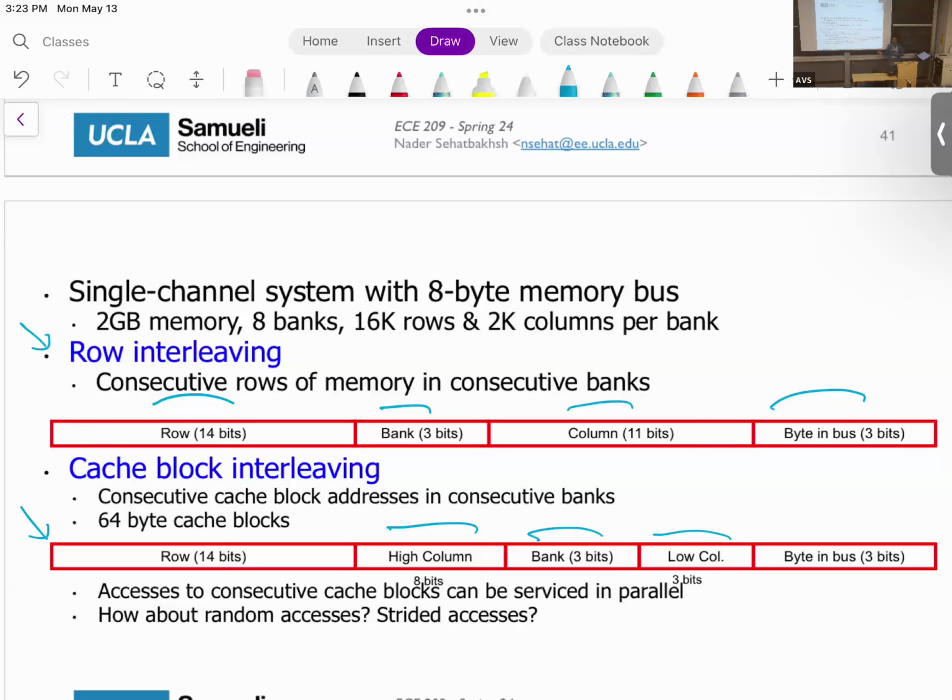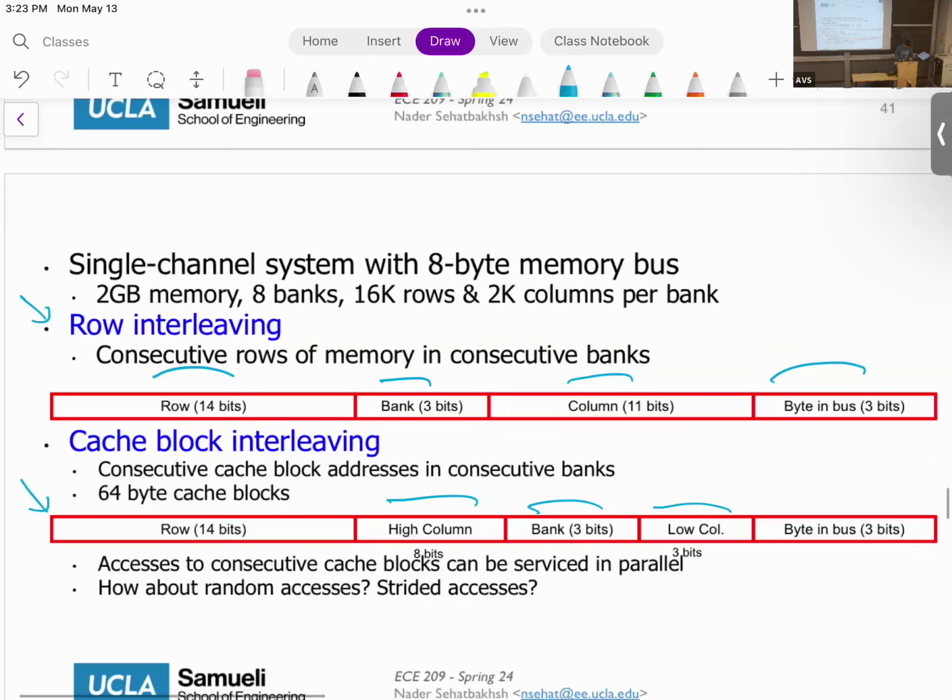Which one is better depends again on the system. Usually this is hard coded into your system, so it's not something that someone can change. But just keep in mind that the way we map these addresses into the rows, columns and banks has a different impact on how much performance we're pushing out of our DRAM system. Does that make sense? Okay.